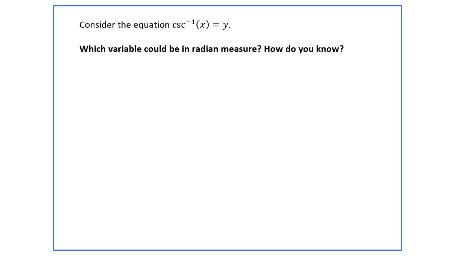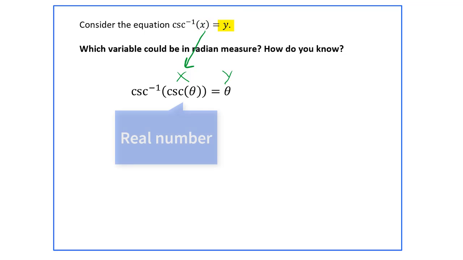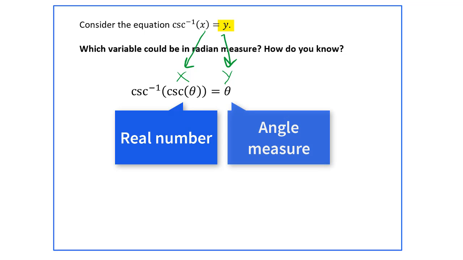So to sum up, if we're asked to consider the equation cosecant inverse of x equals y, and asked which variable could be in radian measure, and how do you know? Well, the cosecant inverse of the cosecant of theta we saw equals theta. So remember, we just replaced the variable x from the original equation with cosecant of theta to provide a more concrete example, and that turned out just to be a real number. Y, well, was replaced with theta, and theta is an angle measure, which could possibly be in radians, which should answer the question.